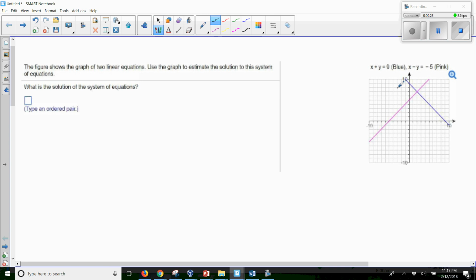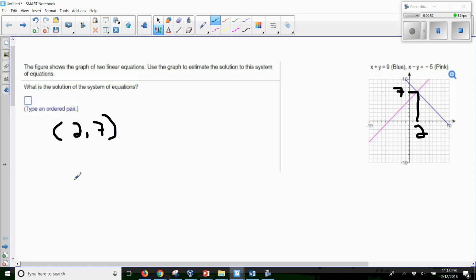So for this one, we have to trace down and see what our x value is. This looks like a 2. And then trace over, and it looks like 1, 2, 3, 4, 5, 6, 7. So we would say that the ordered pair (2, 7) is a solution. And you can always check that, right?